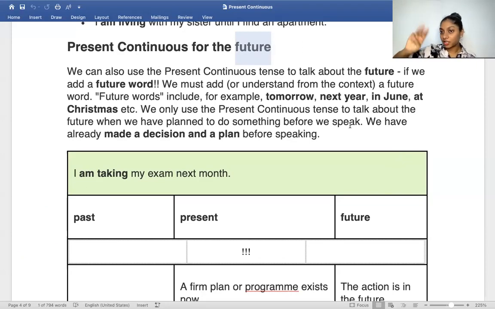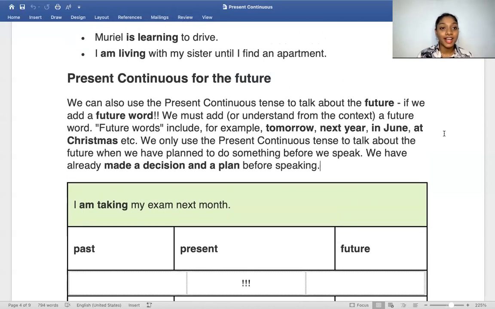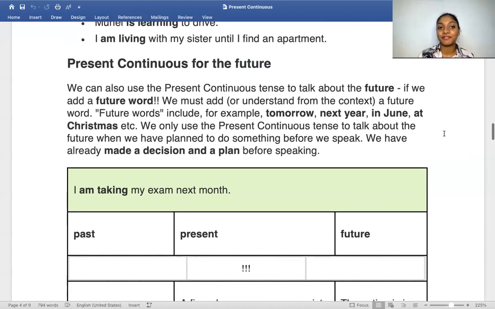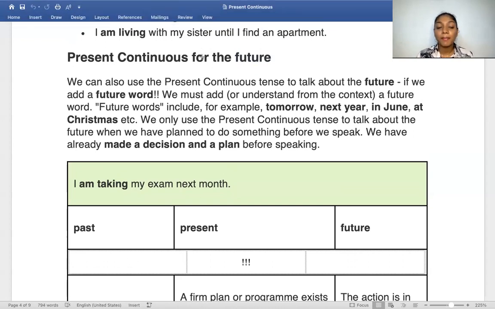So here we have the third use. This is what we mentioned earlier: we can talk about the future, but we use the present continuous tense. Now please listen carefully. Don't get confused. The structure is the same, but there is a hidden one in this. Okay, so please listen carefully. So look at that. This one.